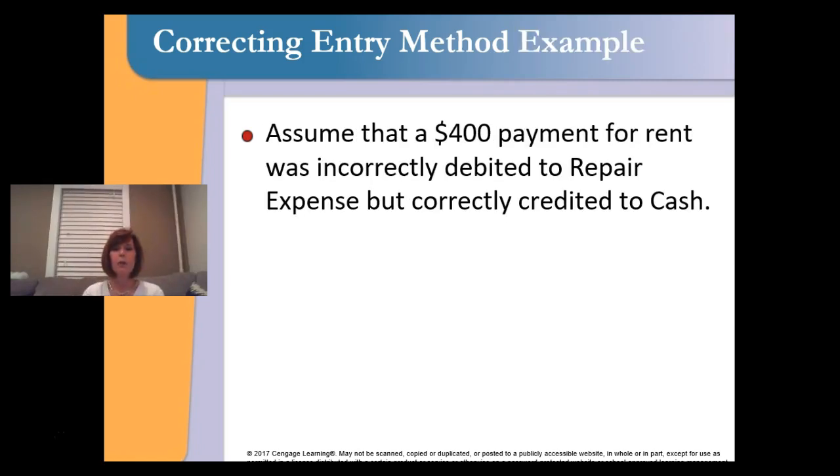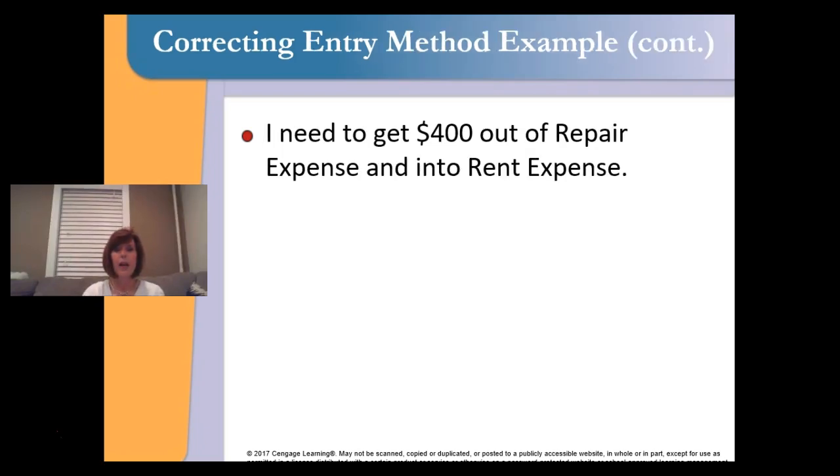So we'll go through an example of what happens if you've made it through the ledger phase and then realize that you've made a mistake. In this case, we're going to assume that a $400 payment for rent was incorrectly debited to repair expense, but it was correctly credited to cash. And so what we need to do is get $400 out of repair expense and put it into rent expense.